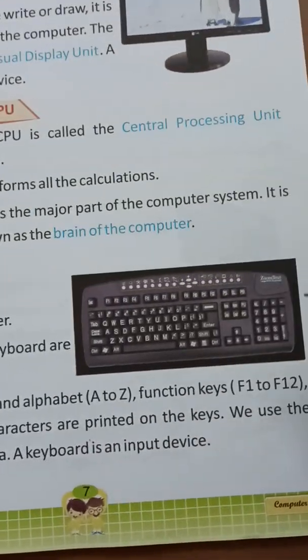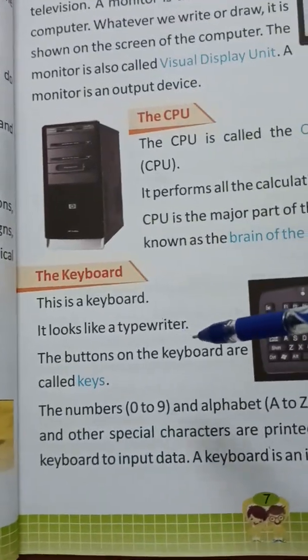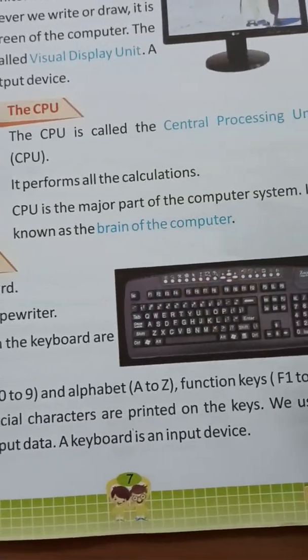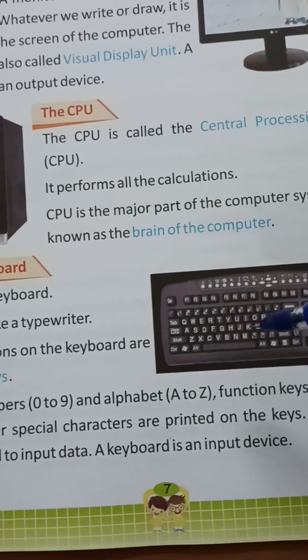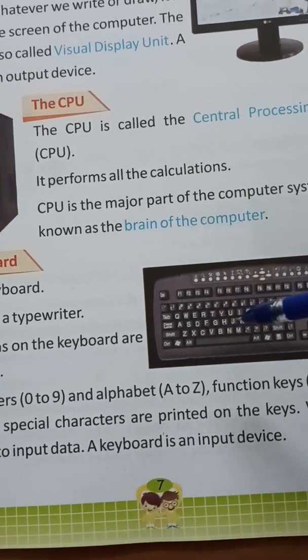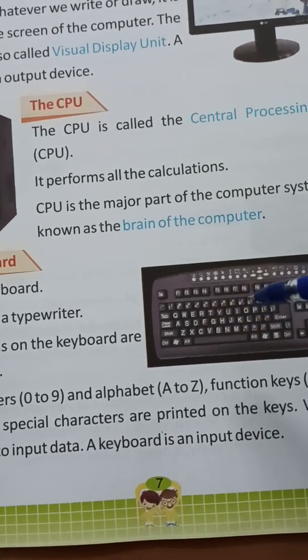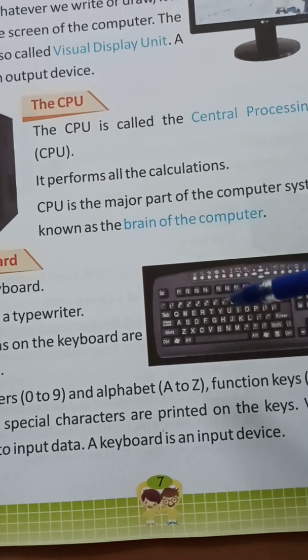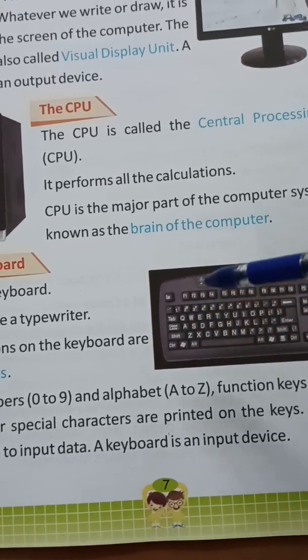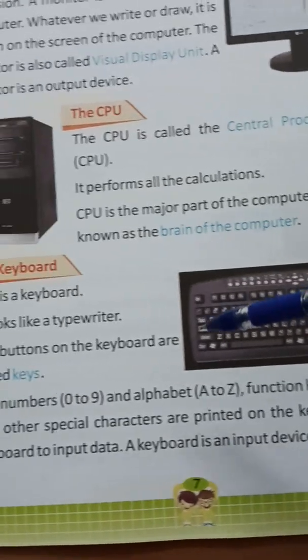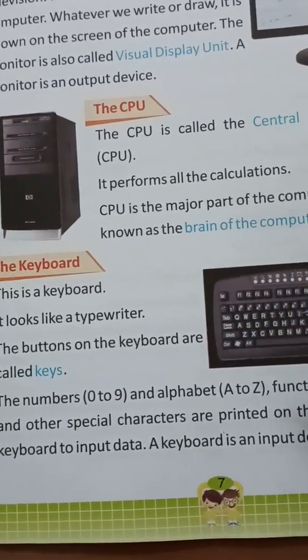This is a keyboard. You have seen the keyboard, right? It looks like a typewriter. The buttons on the keyboard are called keys. You can see different buttons: Q, W, R, and F7, F6, F5. All these, ALT, CTRL, Shift, Caps Lock, are keys.